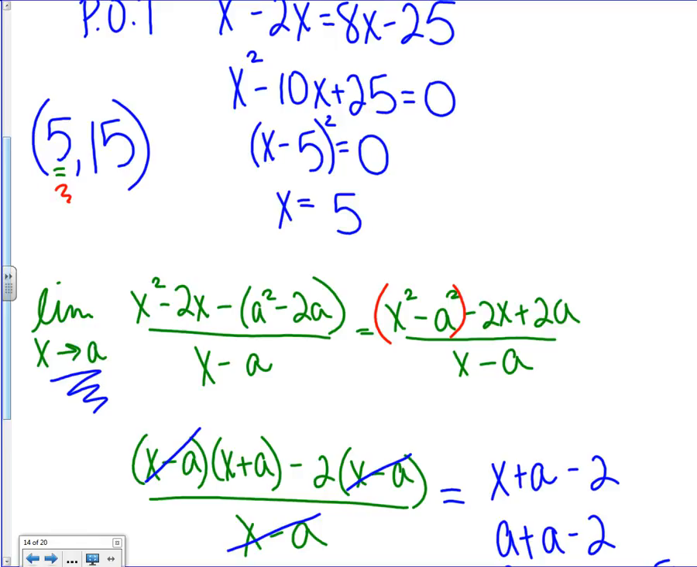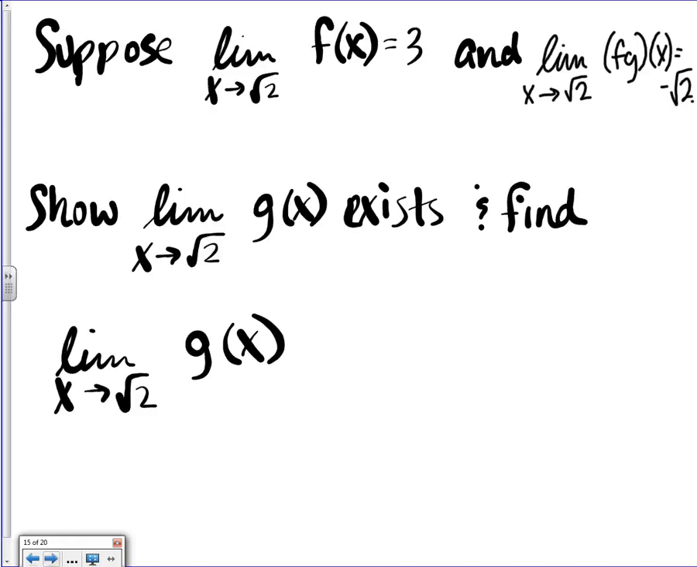Okay? Last problem for us today. Suppose I have this limit as x approaches radical 2 of f of x equals 3, and I have this other limit that also approaches radical 2 of f times g of x equals negative radical 2. Show that the limit exists and find the limit of g of x. Well, first of all, I want you to see what's going on here. This is just f of x, and this is f times g of x, and we want to find g of x.